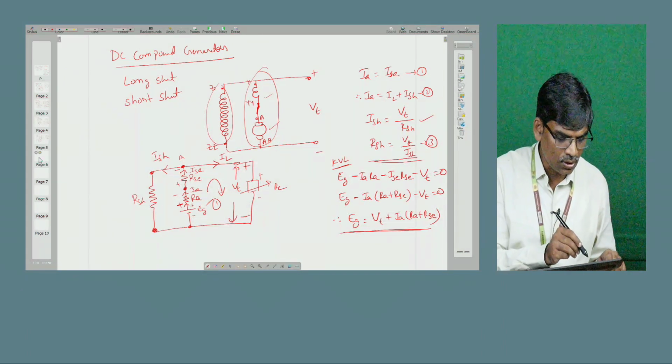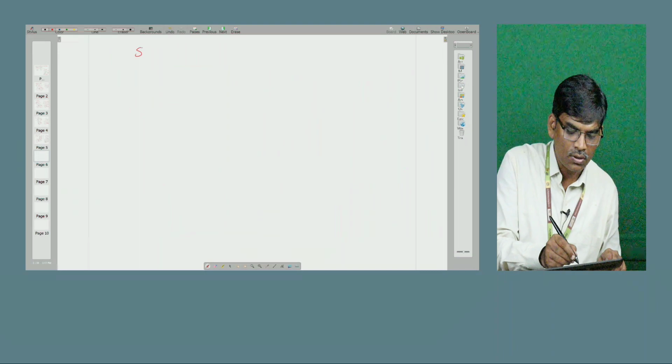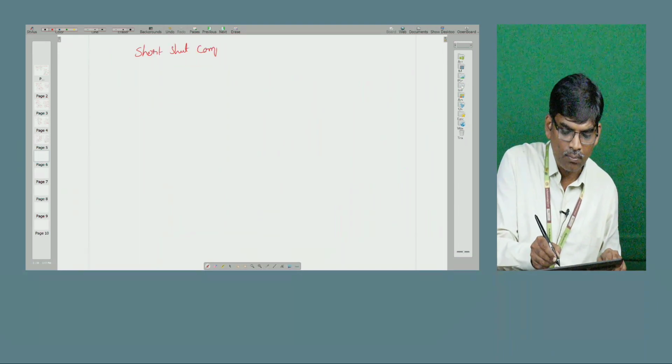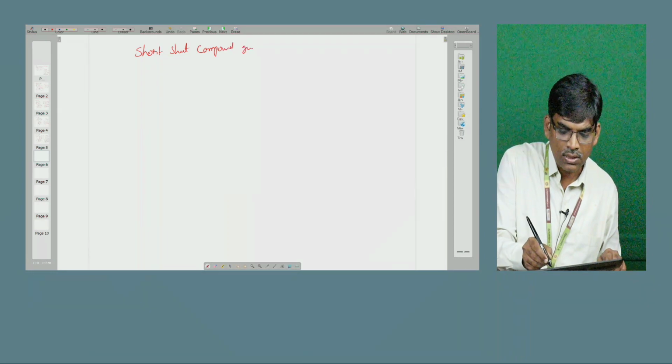Now, coming to the short shunt compound generator.